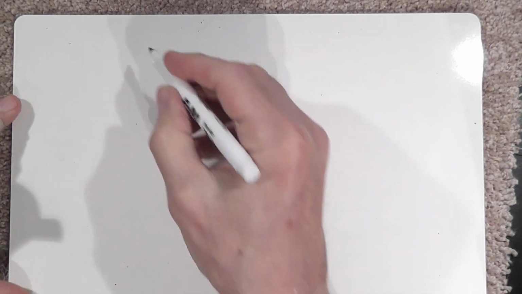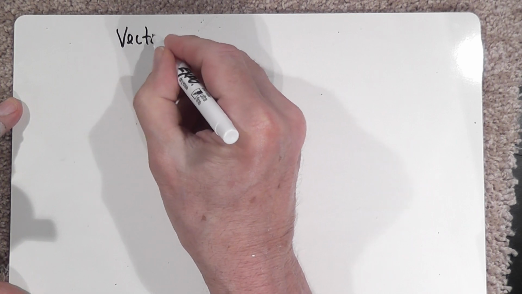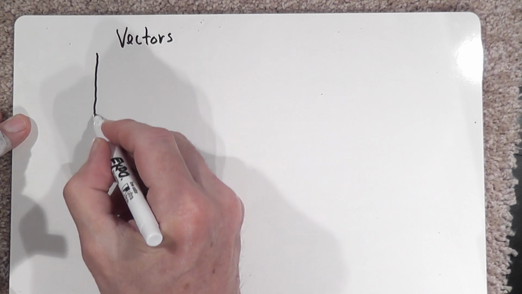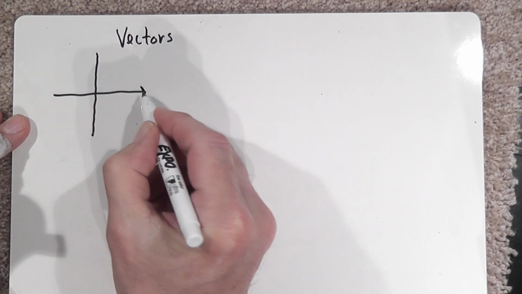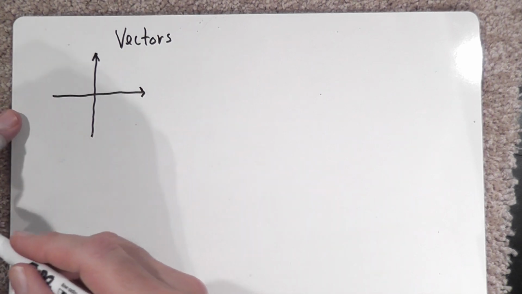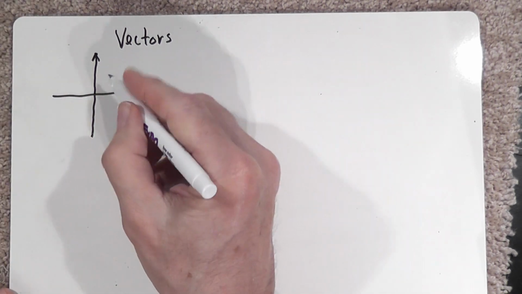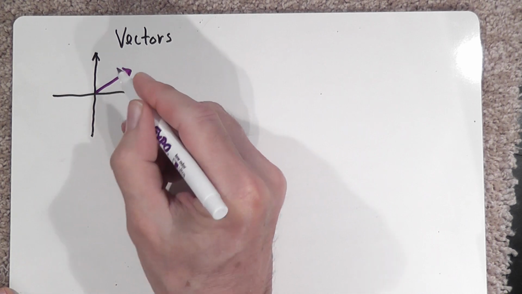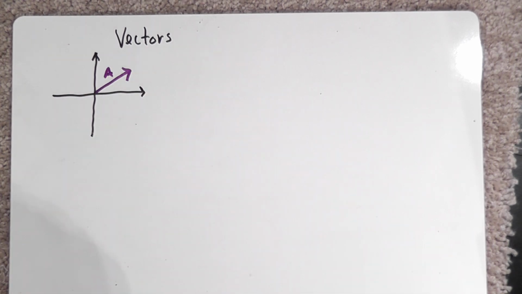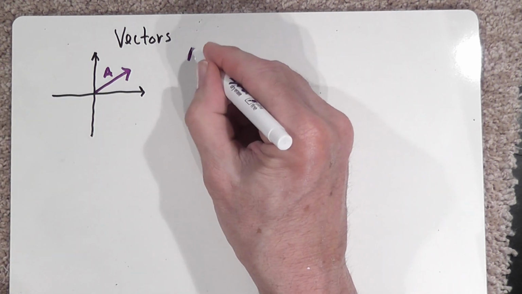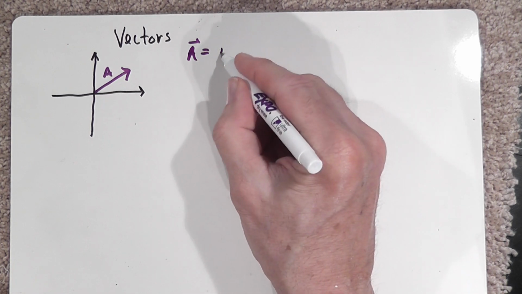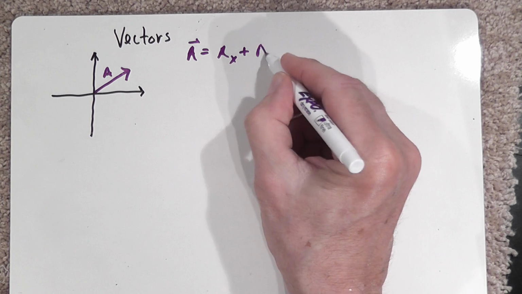Chapter 3 covered two things: vectors and projectile motion. First, let's talk about vectors. Vectors are simply like little arrows that give direction and magnitude. So if we have a coordinate system and we have a vector right here, call this vector A, it has vector components. Vector A will be equal to AX plus AY.